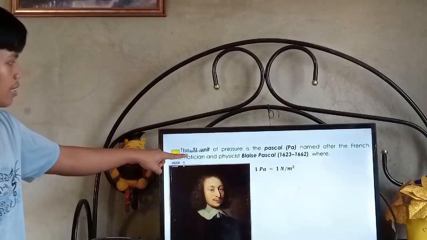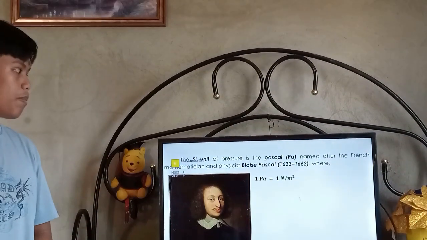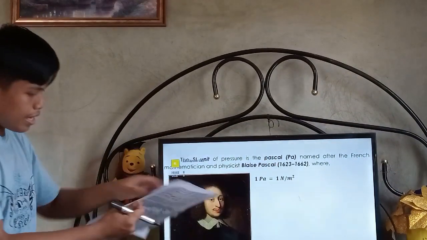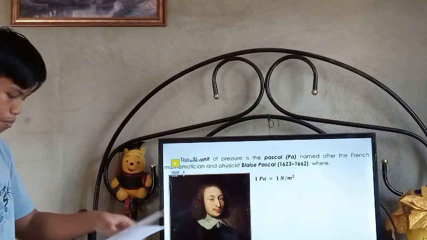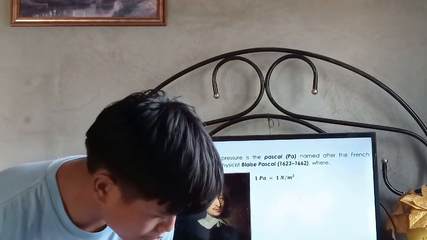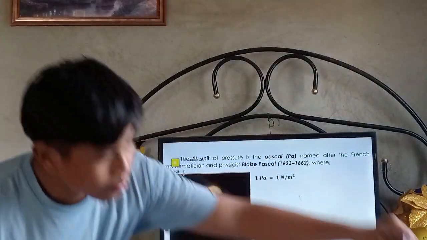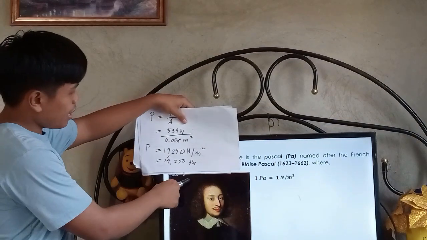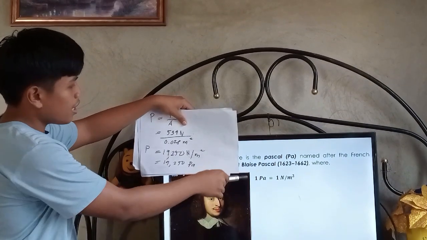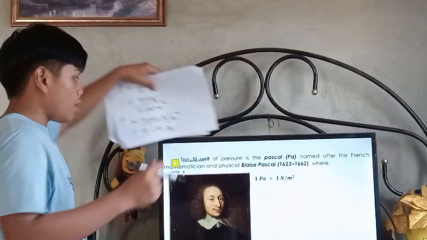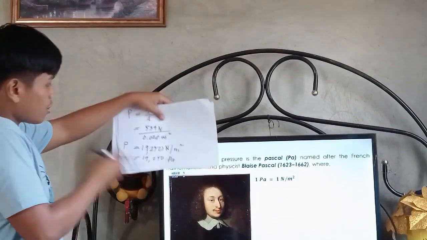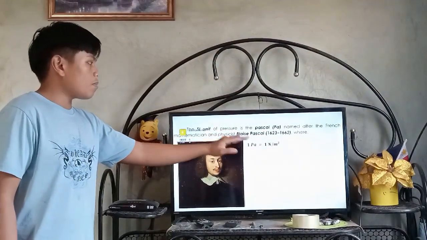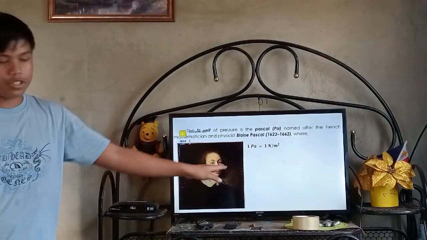So the unit of pressure is the Pascal, or Pa, which is what we have here as the answer to our previous example. So 1 Pa is equivalent to 1 Newton per square meter. So let's proceed. By the way, this is Blaise Pascal. This is his picture.